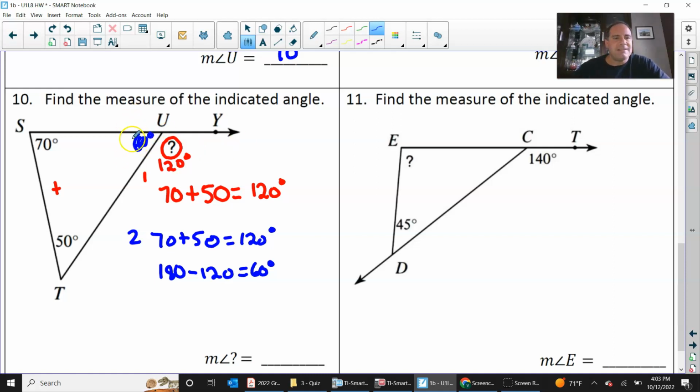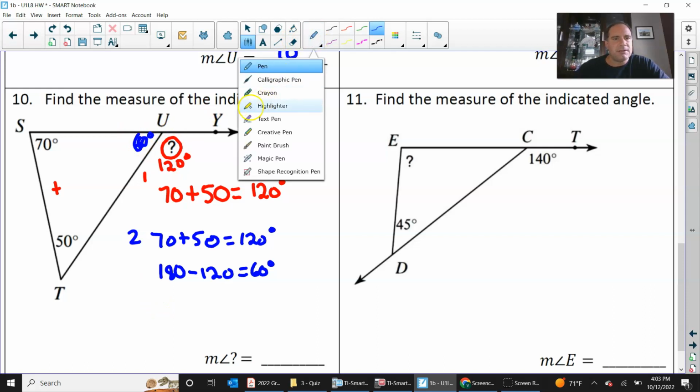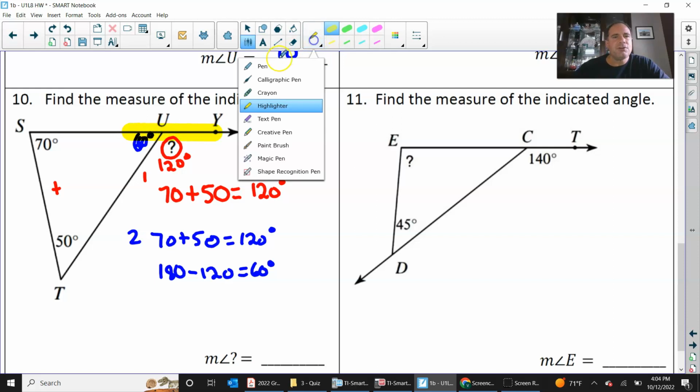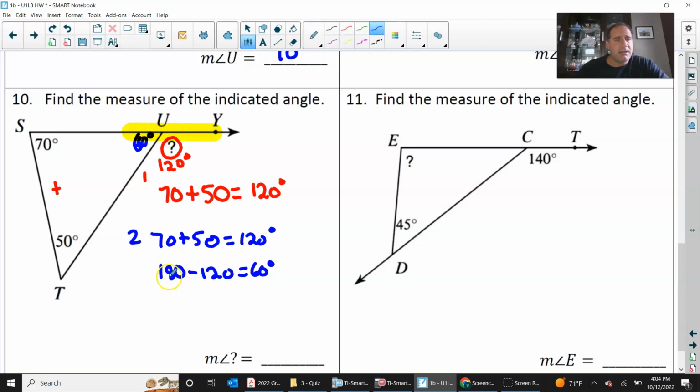As soon as I have this as 60, then I could take this as a straight line. Remember, this is a straight line, so we're talking about 180 degrees. I have the 60, so this is 120, and the measure of the question mark, the external angle, is 120 degrees. Either way you do this, it's fine.